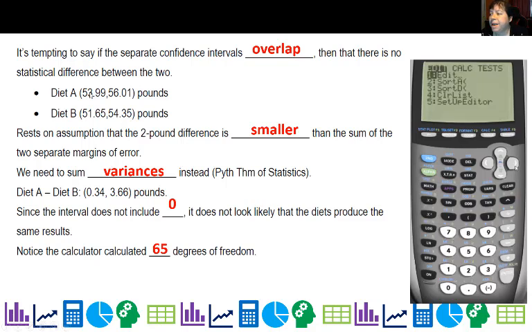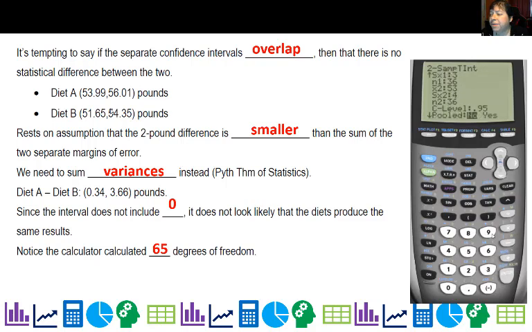Now I'm going to go ahead and do the 2SampTInt, pretty sure. Yes. And put in my data for those. By the way, this Diet B interval was generated the same way. So I have these two from the calculator when I calculated them separately. Now we're going to calculate them as a difference.